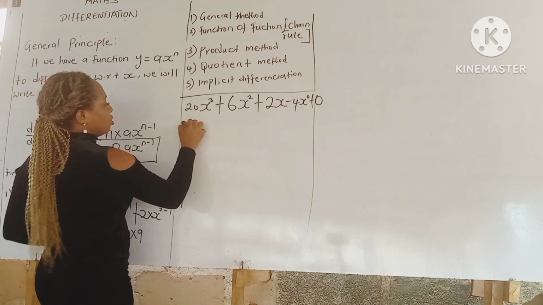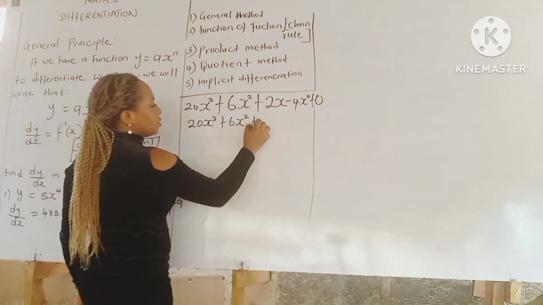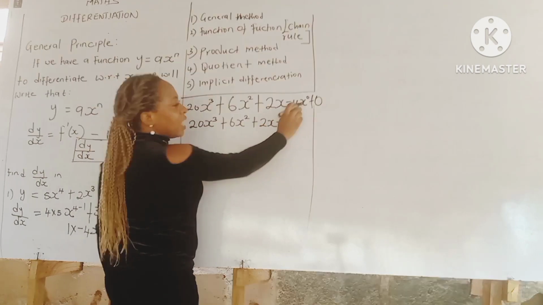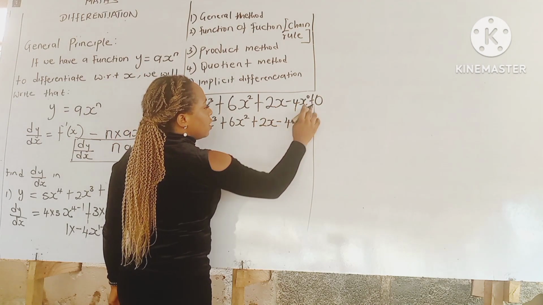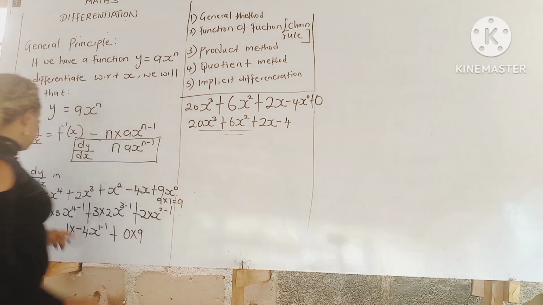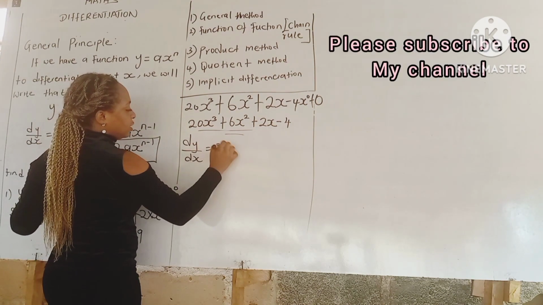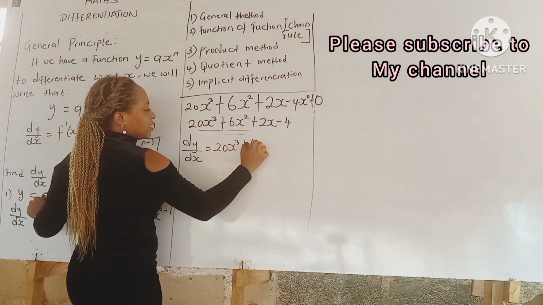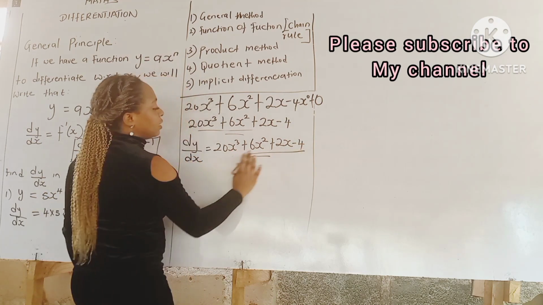So we have here 20x raised to the power 3 plus 6x raised to the power 2 plus 2x minus 4, because x raised to the power 0 is 1, so minus 4 times 1 will give you minus 4. And 0 is out. So this is the differentiation of this y. So dy/dx is equal to 20x raised to the power 3 plus 6x raised to the power 2 plus 2x minus 4. So that is the differentiation.